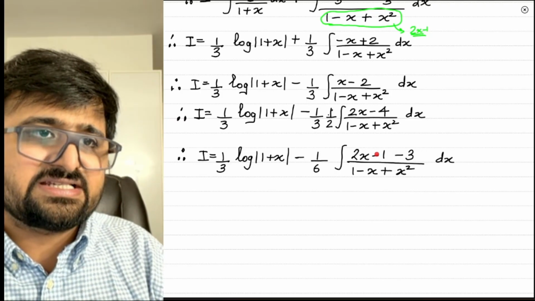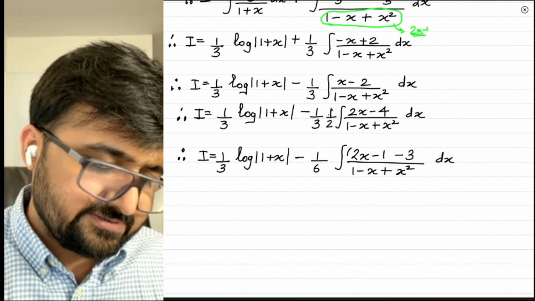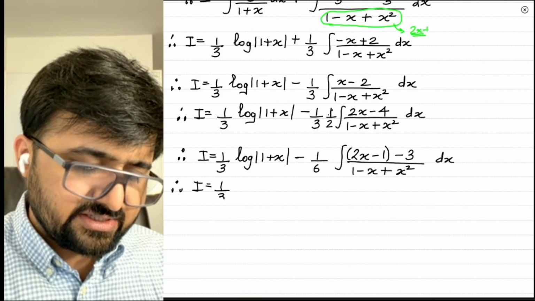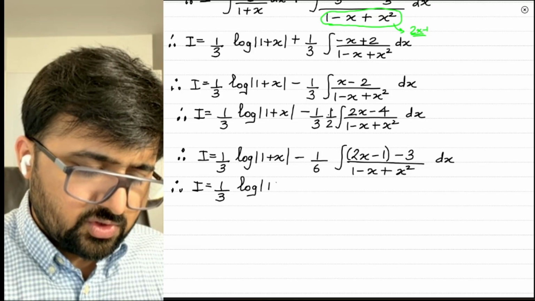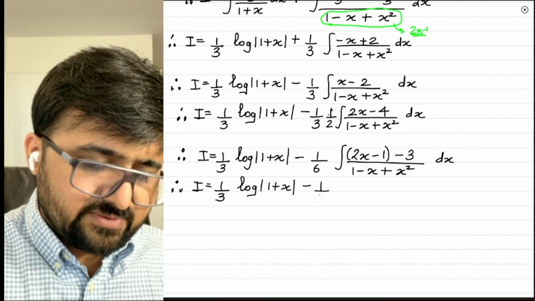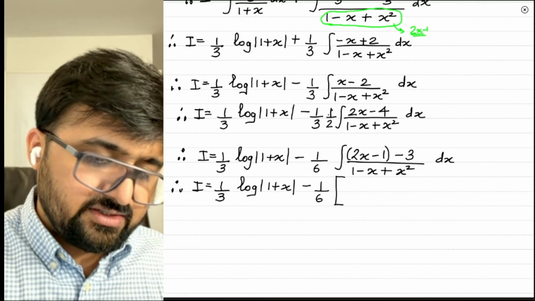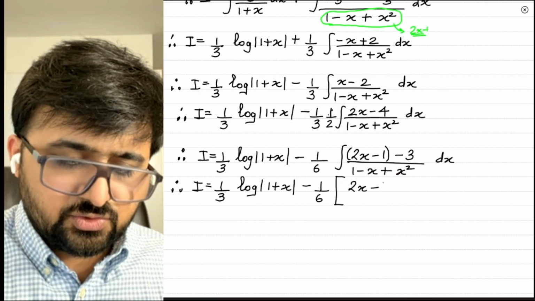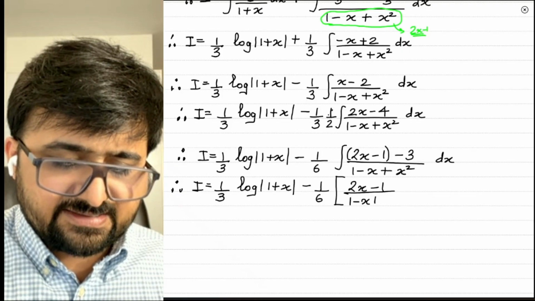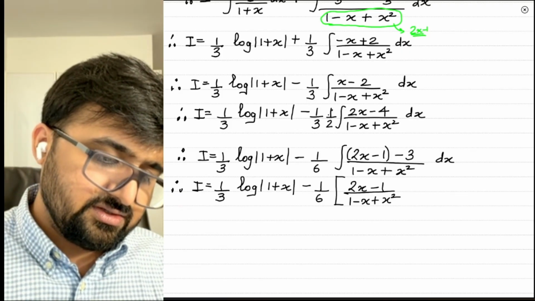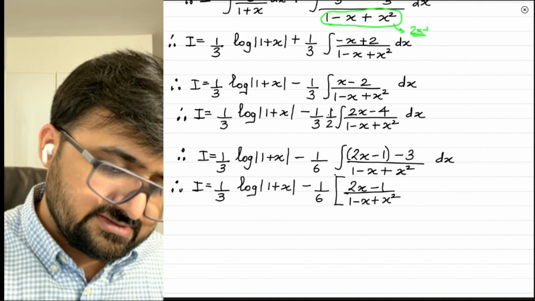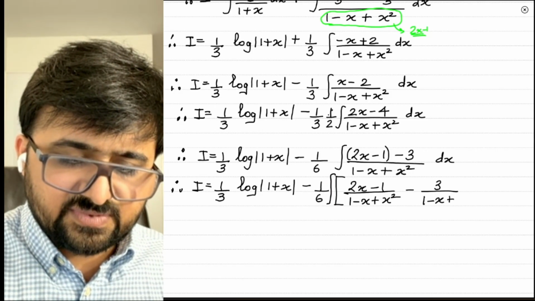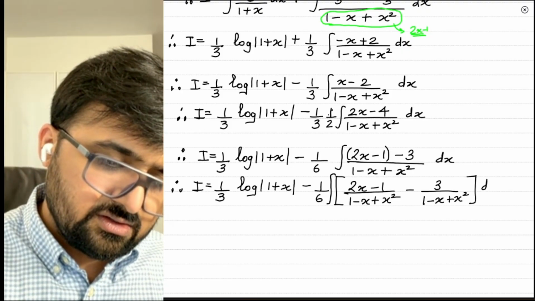So we were able to adjust 2x minus 1 in the numerator. Therefore our I will become 1 by 3 log mod 1 plus x minus 1 by 6. Let's put a bracket, and let's now split that term. So we get 2x minus 1 upon 1 minus x plus x square. Remember that there is an integration here. Minus 3 upon 1 minus x plus x square dx.